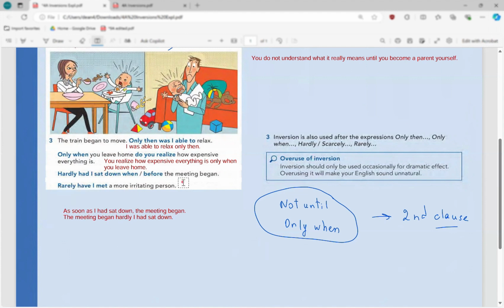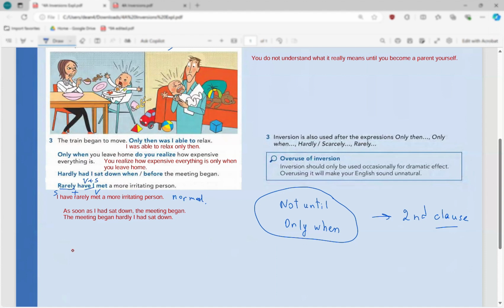Rarely have I met a more irritating person. So the normal structure is I have rarely met a more irritating person. You see, I have rarely met a more irritating person. This is a normal one. How do I know it's normal? The subject and verb, the subject is coming first. But when I put rarely, then as you can see here, have I. Here, this is an auxiliary verb, and then the subject, I. So the position is changing, guys.